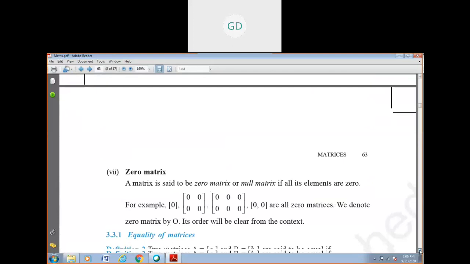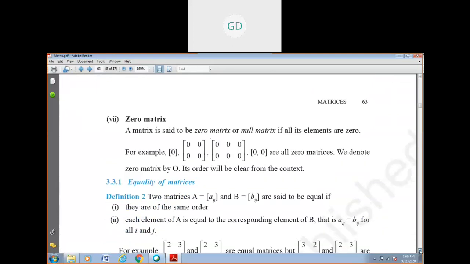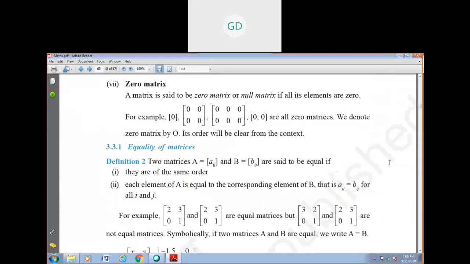Next, another type, that is the zero matrix. Zero matrix is simply 0. That means when all the elements of the matrix are 0, then the entire matrix is termed a zero matrix. Here in the examples, in the first one, a single 0, that is one row, one column. In the second one, 2 rows and 2 columns. In the third example, 2 rows and 3 columns. And finally, in the last example, a single row and 2 columns.